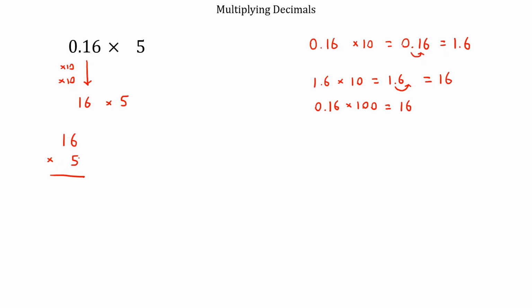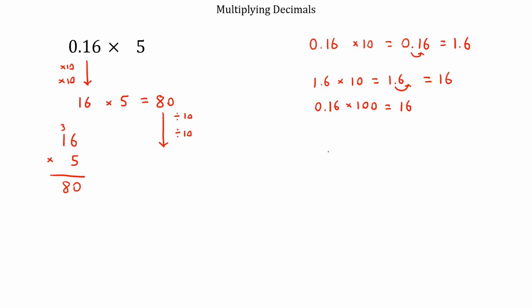So in this case, with the column method, 5 times 6 is 30. So I get a 0 here, and I add a 3 here. And now 5 times 1 would just be 5, and then I add the 3, so I get 80. So my answer here is going to be 80. And now that can't be my final answer because 0.16 times 5, getting 80, that doesn't make any sense. But notice that I multiplied by 10 twice, right? So after you're done your calculation, however many times you multiplied by 10, you want to divide by 10 the same amount or same number of times.